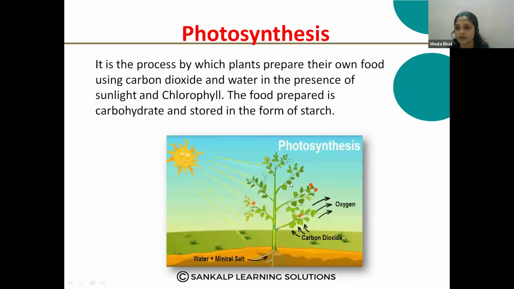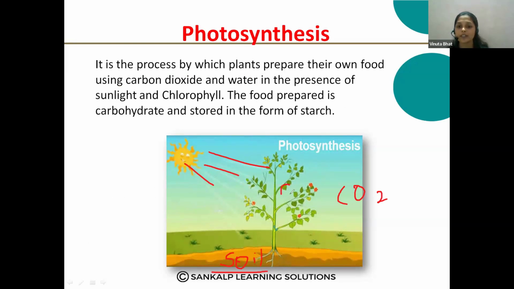So actually you can observe this video. In this video, you can observe what photosynthesis is and how it takes place in plants. Here, the plants are using the carbon dioxide present in the atmosphere, the sunlight, and water and minerals from the soil, and chlorophyll which is present in the leaves of these plants. Using all these factors, plants prepare their own food. That food is nothing but carbohydrate.